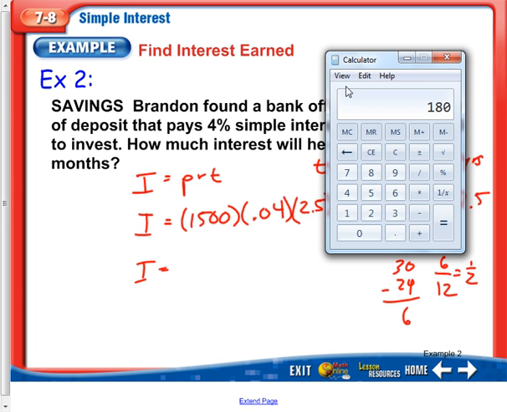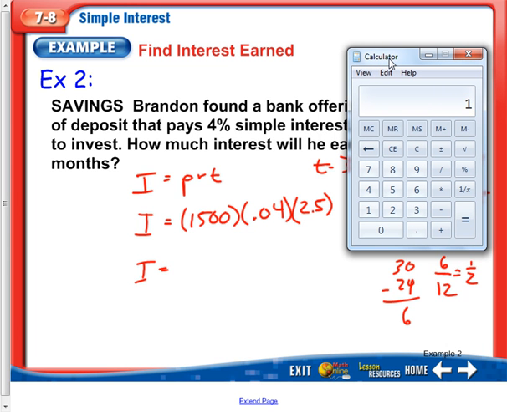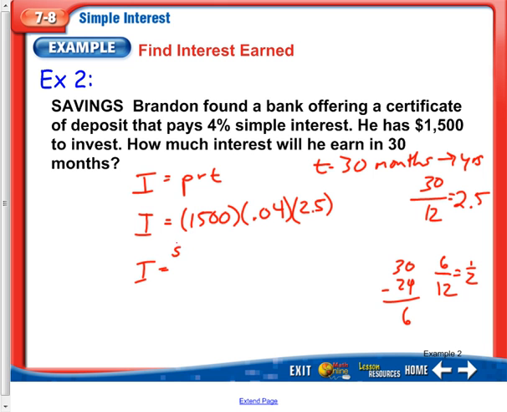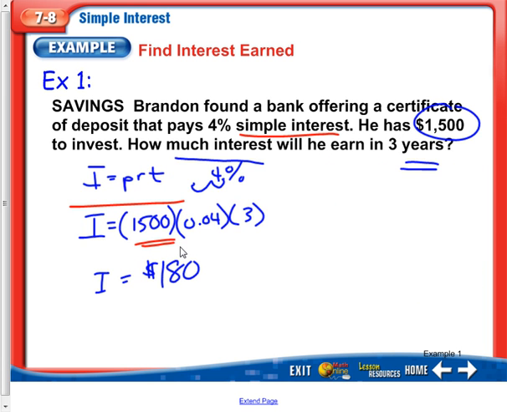So go ahead and throw the rest of it in your calculator. So we'll do 1,500 times 0.04 times 2.5. And that equals $150, which is less than last time because we're saving it for a half a year less. So that all makes sense. So $150 is how much interest we will have earned after 2.5 years. So you know that if you leave it in for another half year, you're going to get another $30.